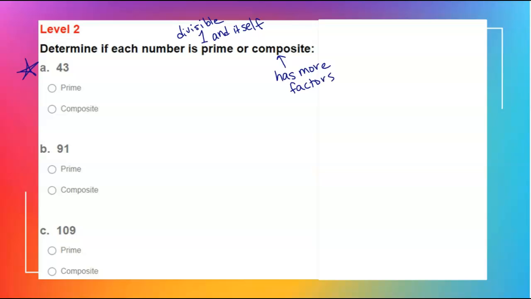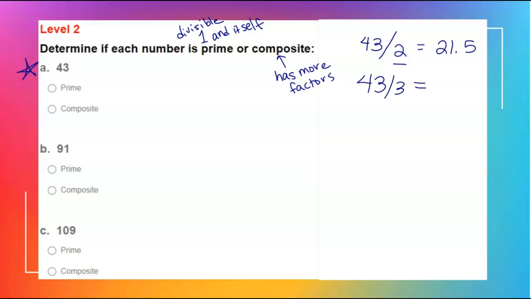If we want to determine if 43 is prime or composite, we want to divide by lots of numbers to see if we get more than just one and itself as factors. Start dividing by some numbers. 43 divided by 2 is a decimal because 43 doesn't end in a 2, 4, 6, or 8. So since we get 21.5, 2 is not a factor. That means all other even numbers are not going to go into that 43.